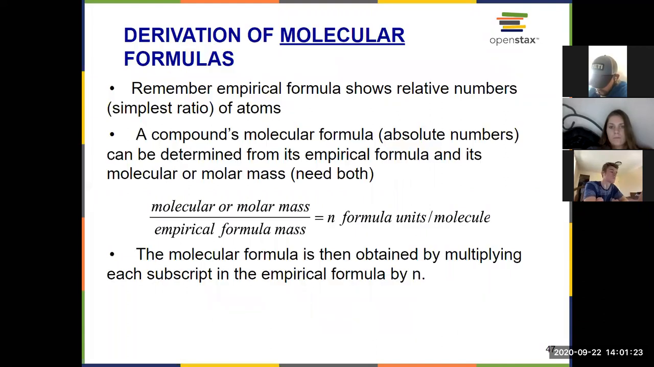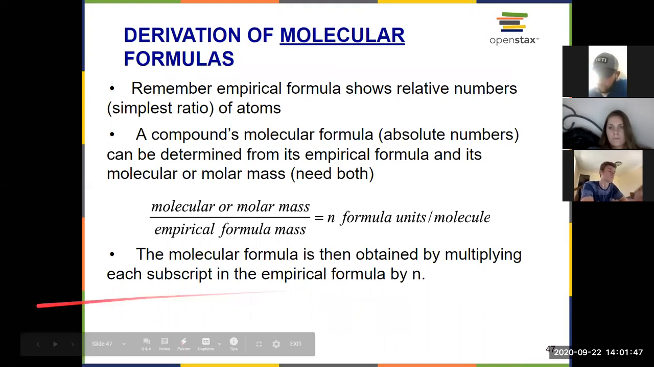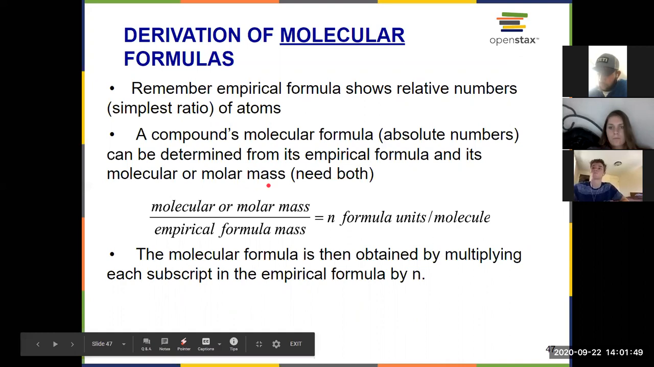We finish by determining molecular formulas. Whereas the empirical formula is the relative number in the simplest whole number ratio, the molecular formula tells us absolute numbers, the actual amounts that are present. And in order to determine that, I have to be given the molar mass. So that's another thing to have down in your notes.